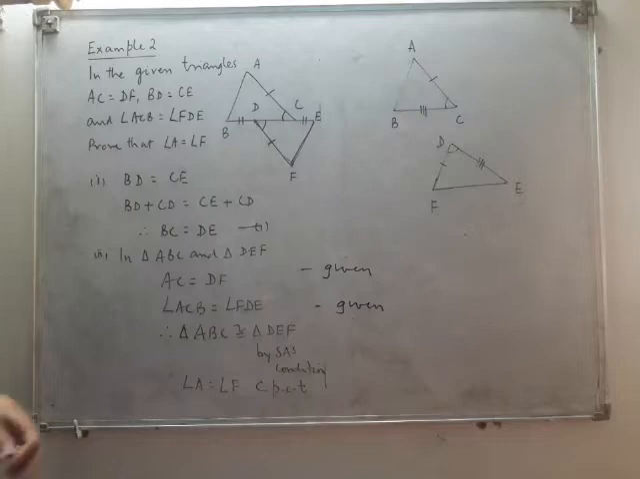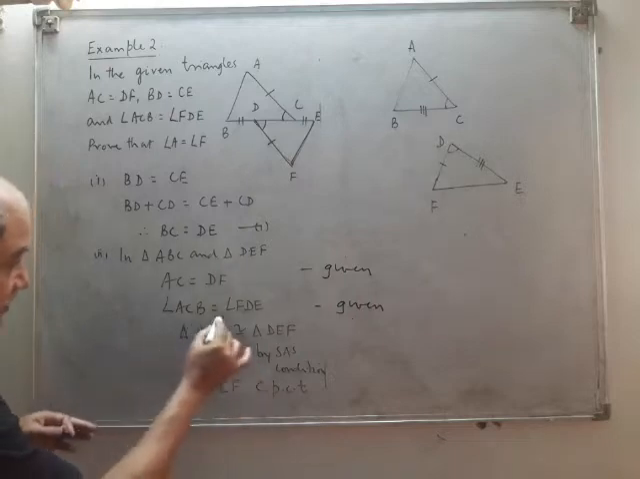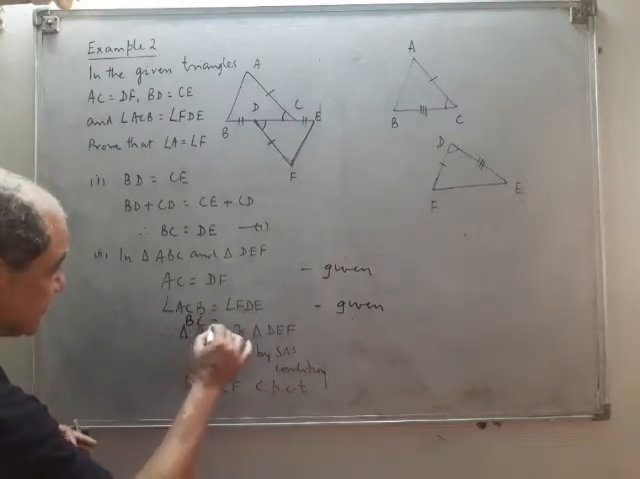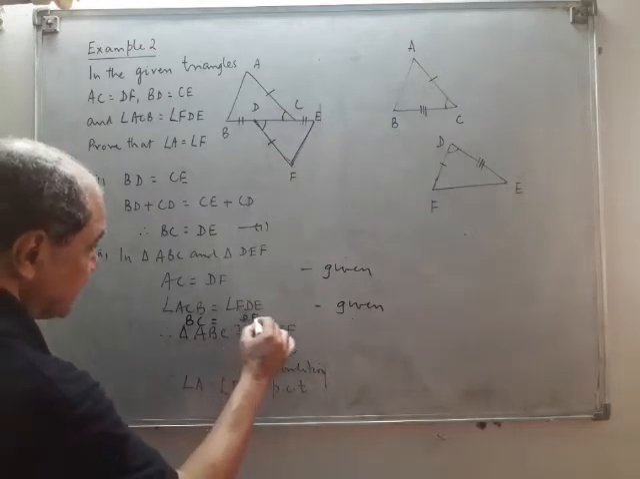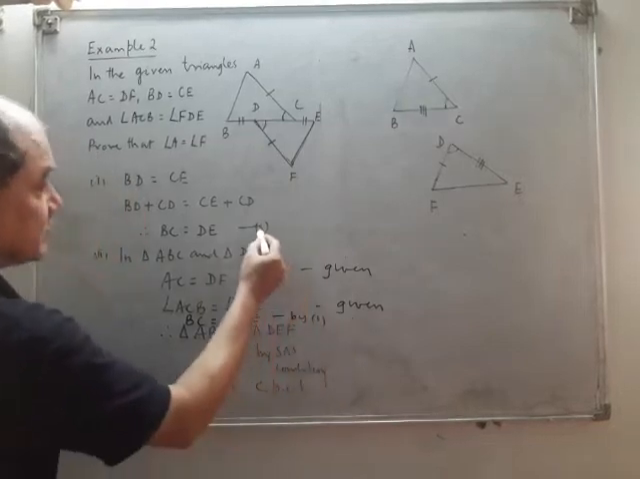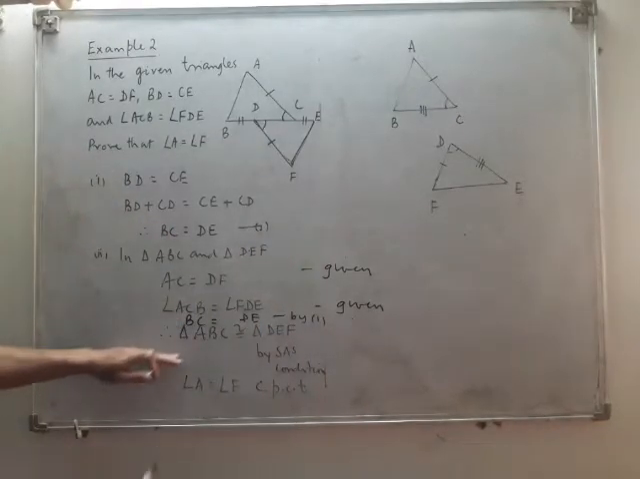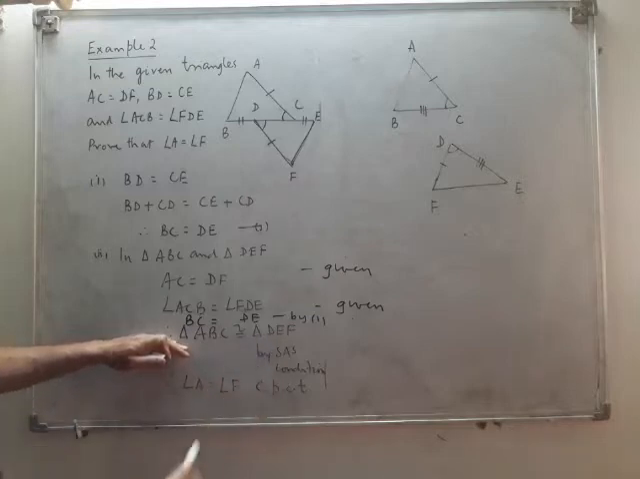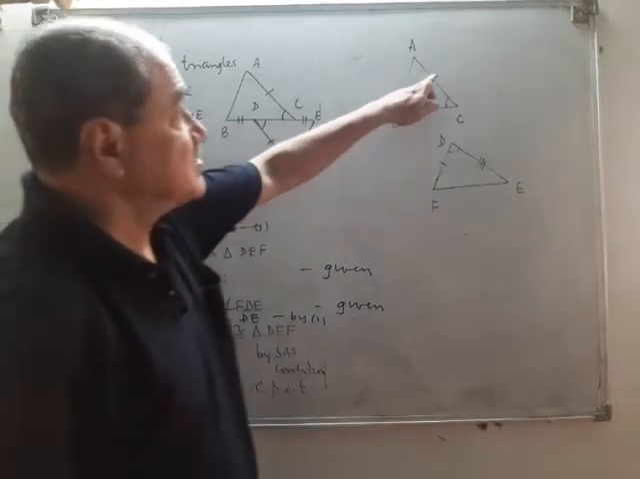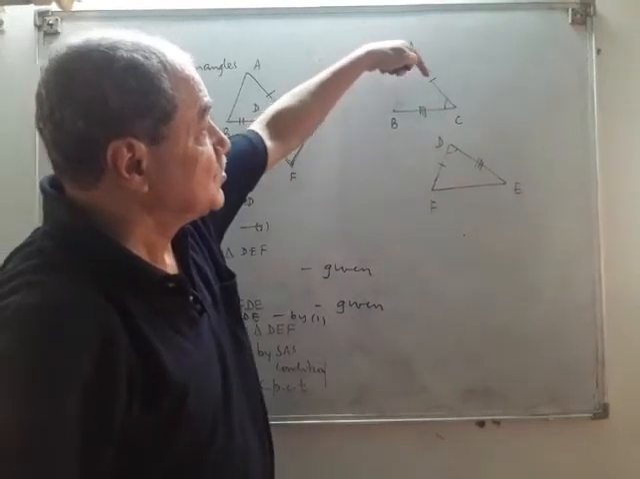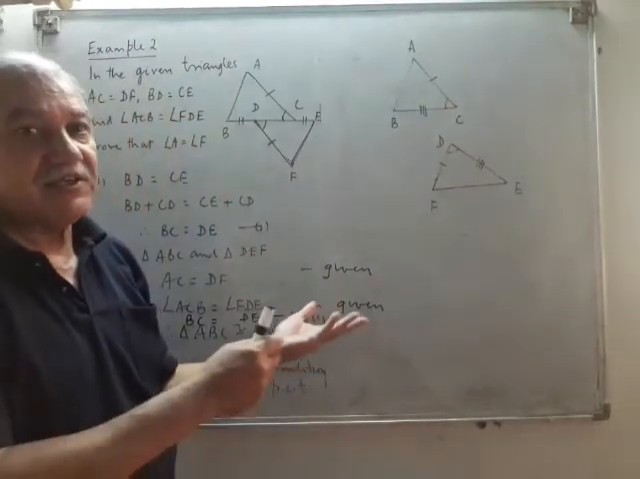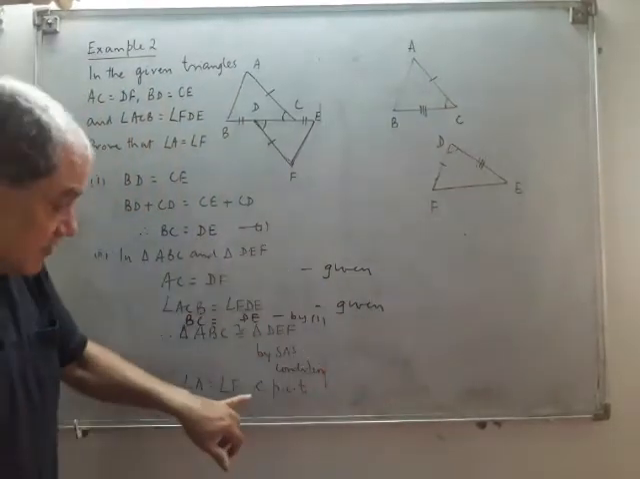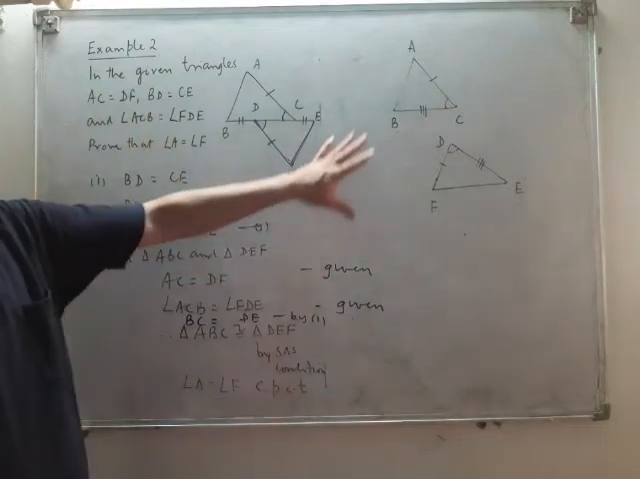And we have here BC. I'll include it here. BC equals DE. This is by 1. We have proved here BC equal to DE. Therefore, triangle ABC is congruent to triangle DEF by which condition? The SAS condition. Remember, two sides and an included angle of one triangle are equal to the two sides and included angle of the other triangle. That is the SAS condition. And therefore, the triangles are congruent.